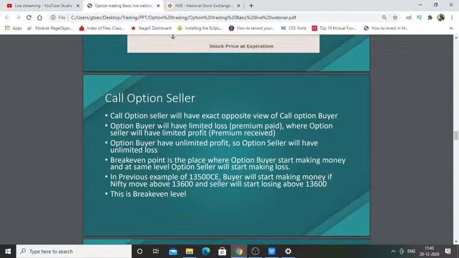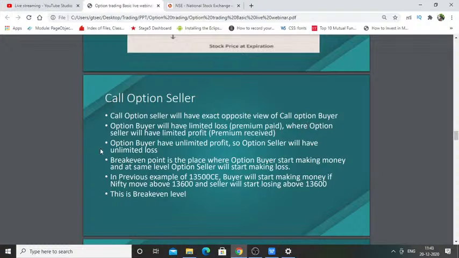Option selling will have the exact opposite payoff graph of option buying. If an option buyer has a limited loss, which is the premium paid, then the option seller will have a limited profit, which is the premium received. So in the above example, if the option buyer of 13,500 has a loss of 7,500, then the option seller of 13,500 will have the maximum profit of 7,500 only.